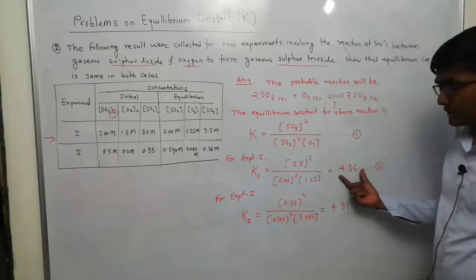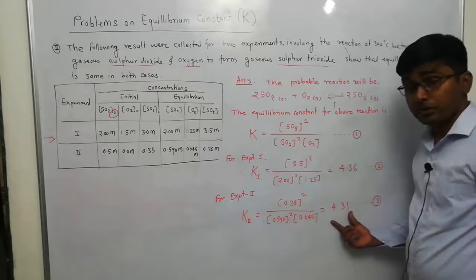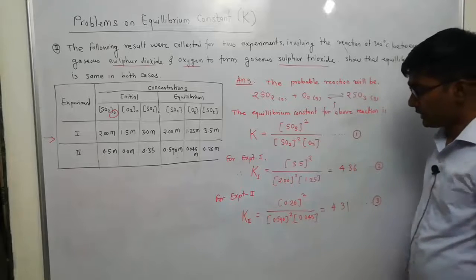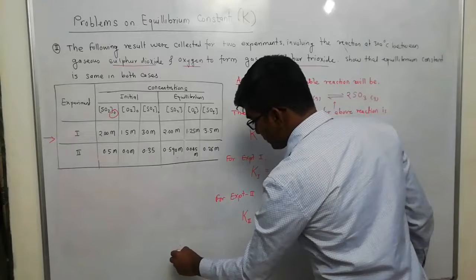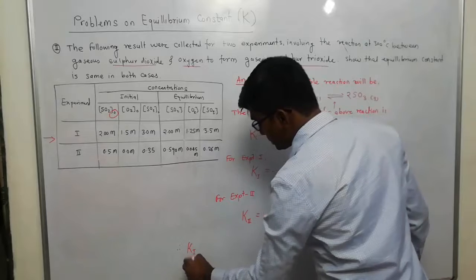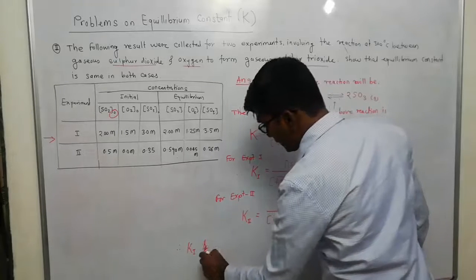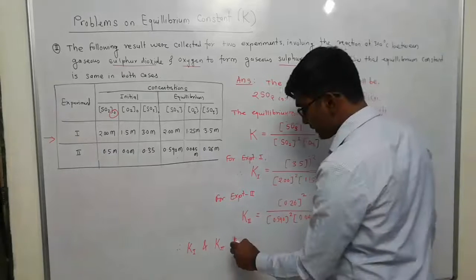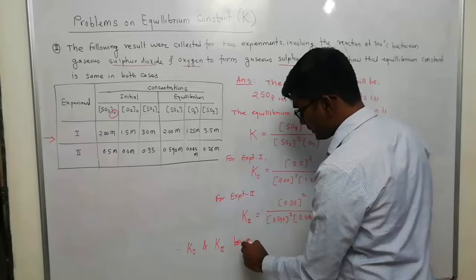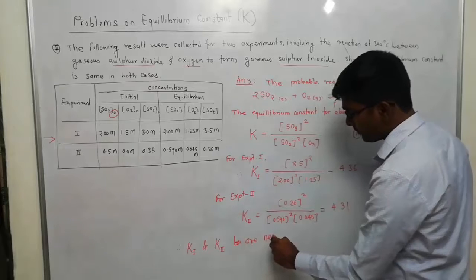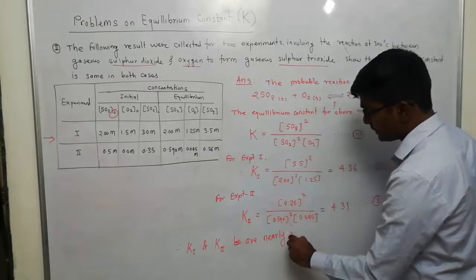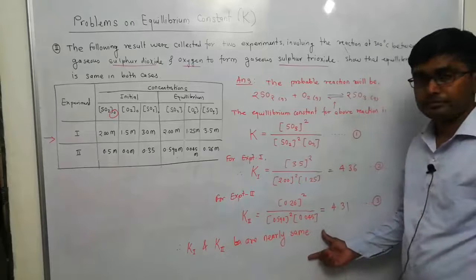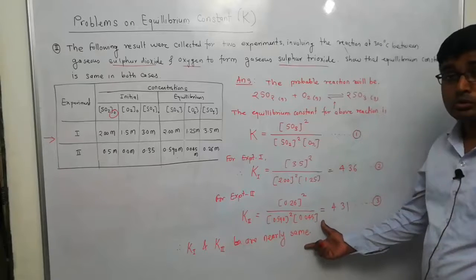So these two values, 4.36 and 4.31, are nearly the same. Therefore, the equilibrium constant value for the first set and the equilibrium constant value for the second set are nearly the same. Okay, clear? Now let us move further.